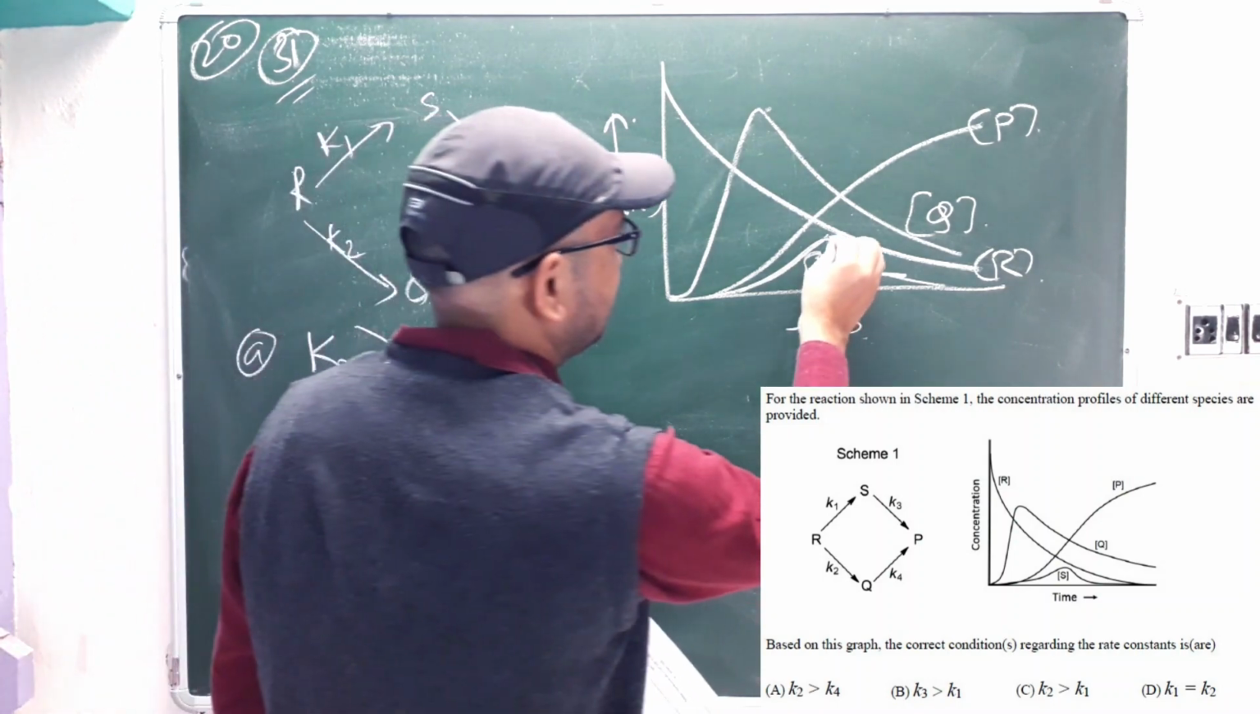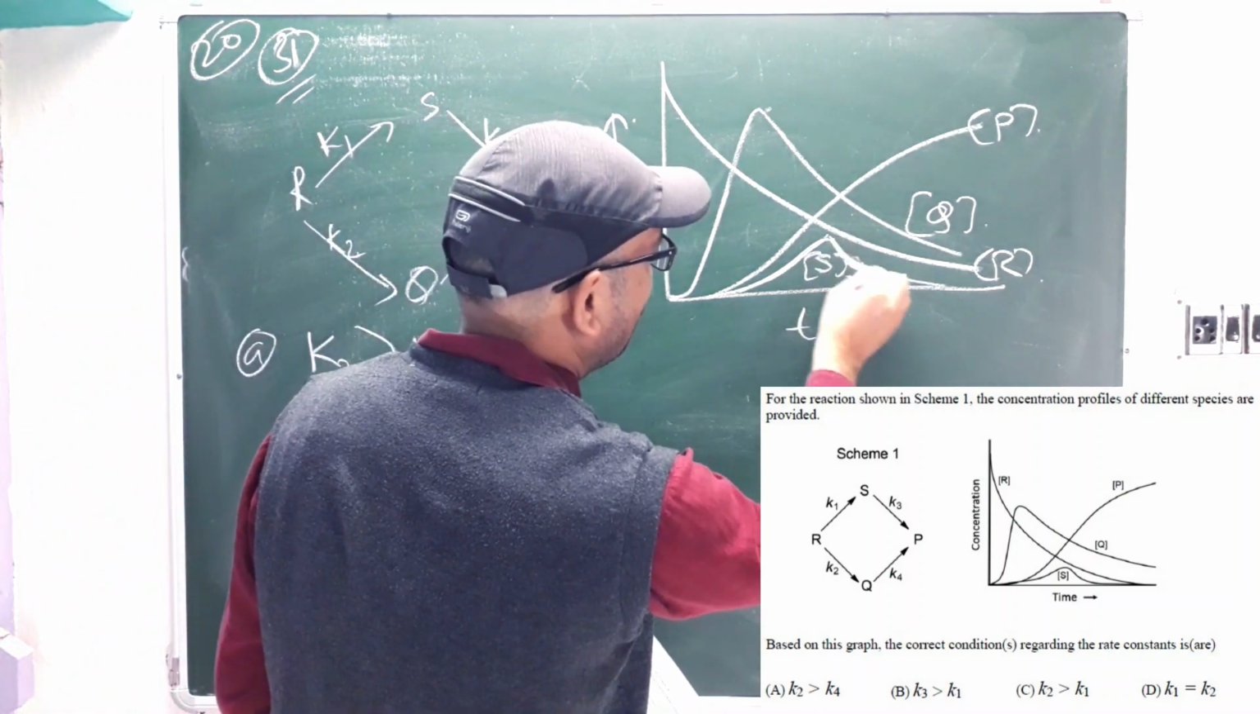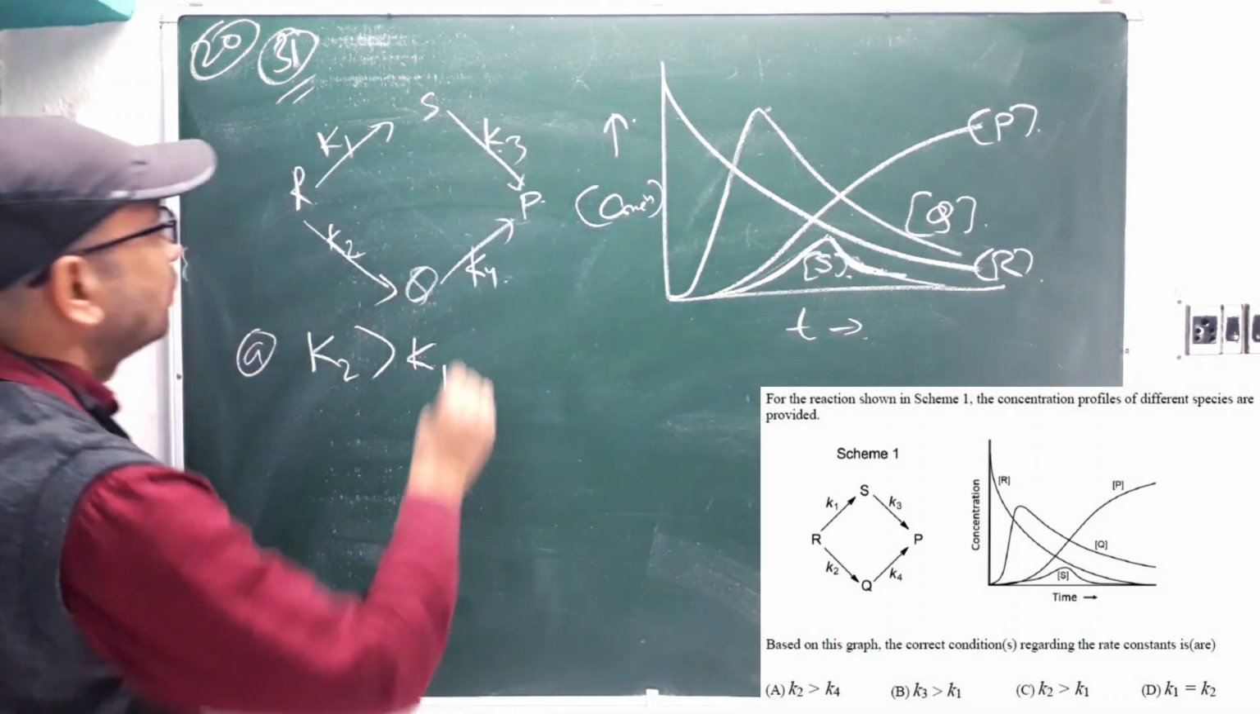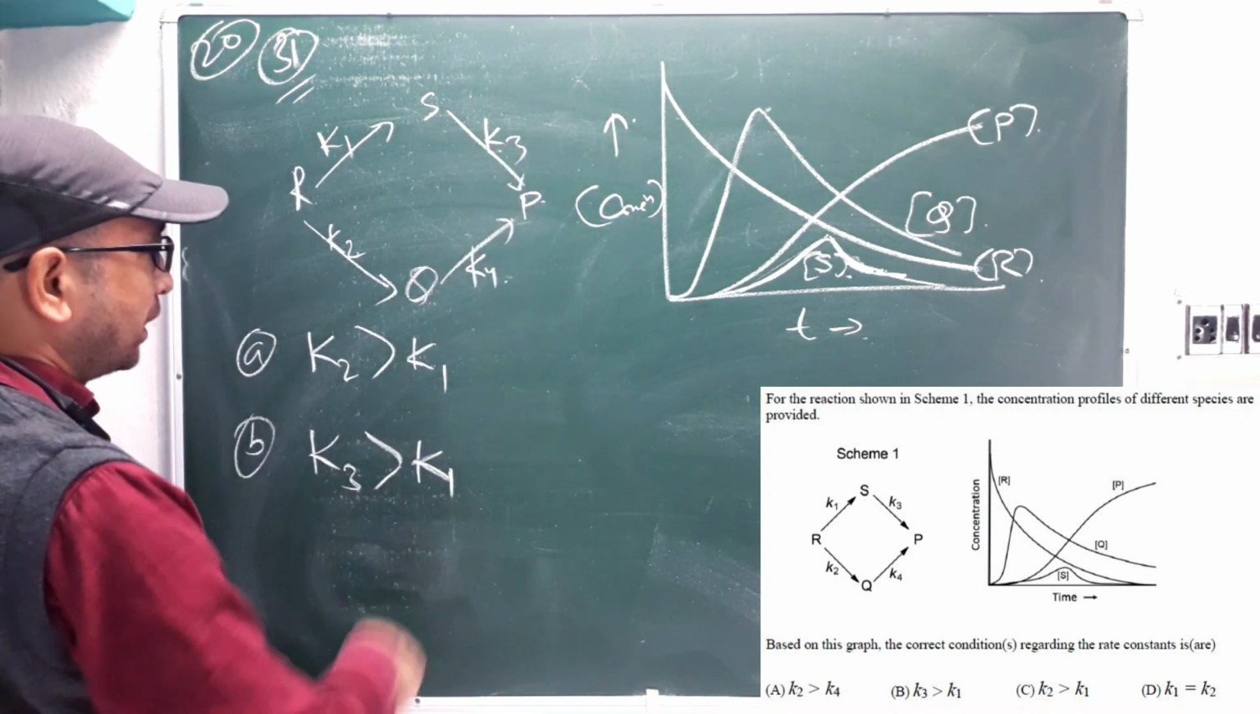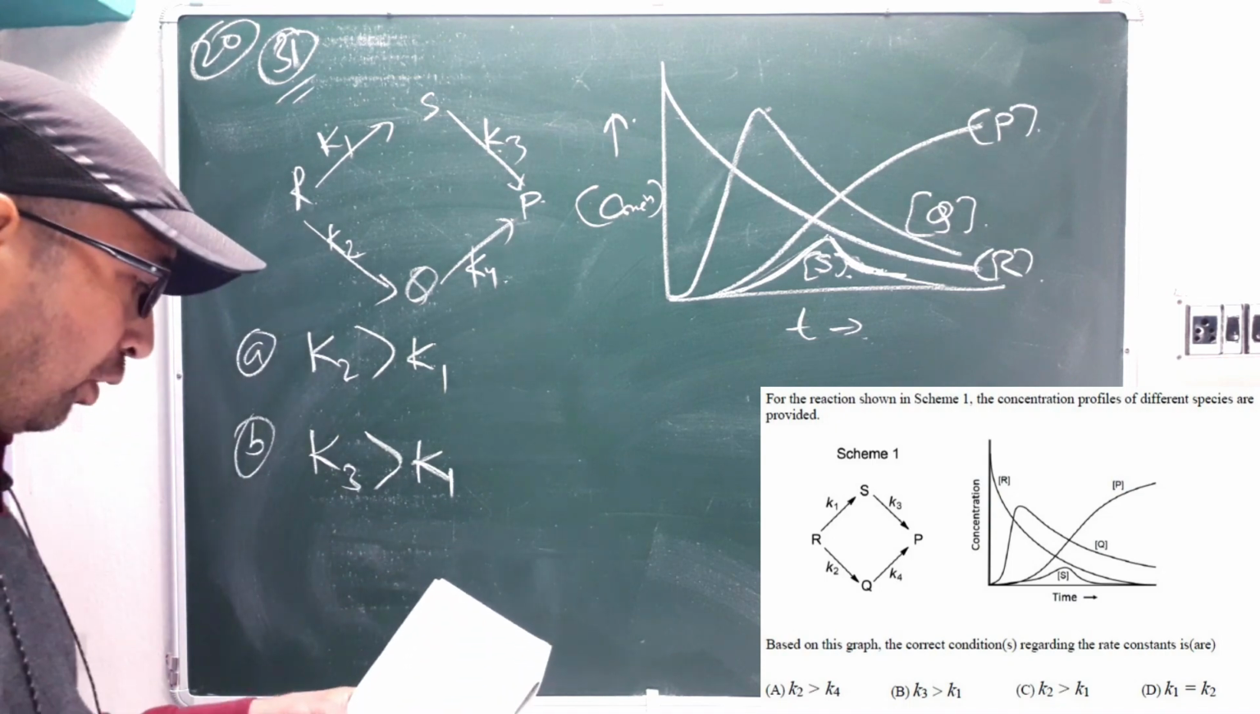Yes, this sharpness is there, so this rate is more compared to this one. So now the K3 will be option B. Your K3 is greater than K1. This is also true.